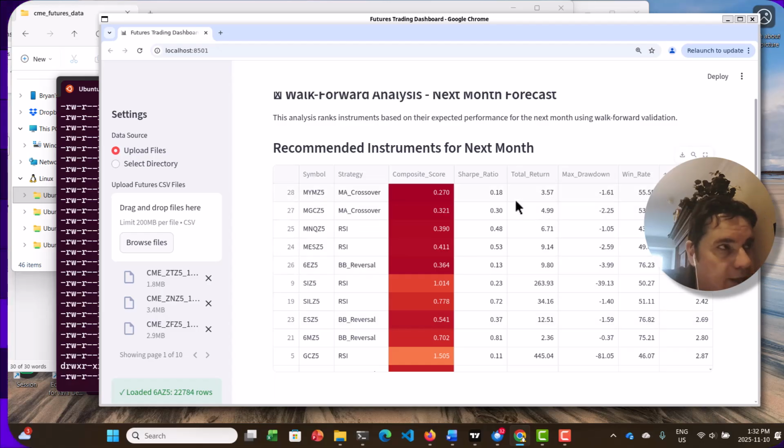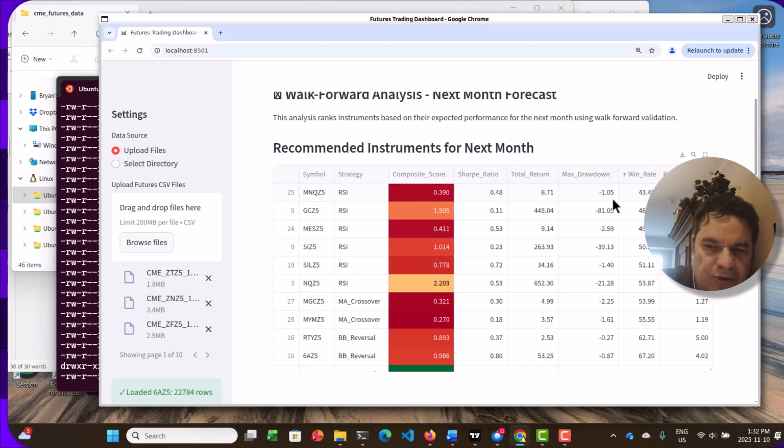From an industry institutional level, anything with a Sharpe ratio over two is good. And then we have the total projected return. Max drawdown matters as well, and these are all from a portfolio perspective. From a portfolio perspective on max drawdown, you want minimal max drawdown. And then with the win ratio, obviously the higher the win ratio, the better you are.